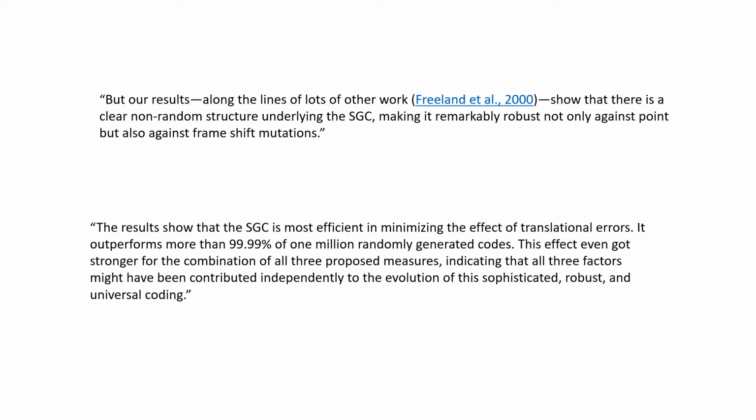What does that sentence mean? It means that when we look at each of the three possible errors, point mutations, frameshift mutations, translational errors. We haven't gone over translational errors because this is, again, just to give you a feel for things. The genetic code, the standard genetic code, is better than essentially all other codes. But when you look at the combination of all three, it becomes even better.